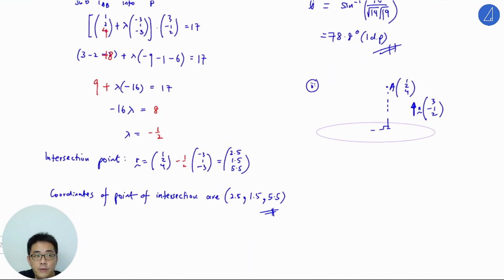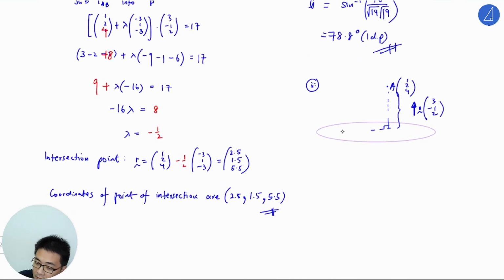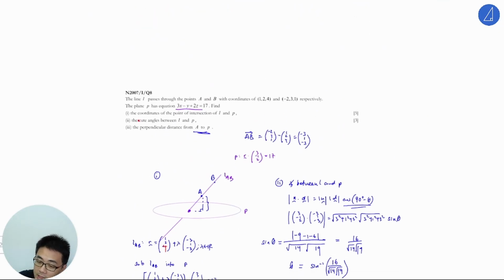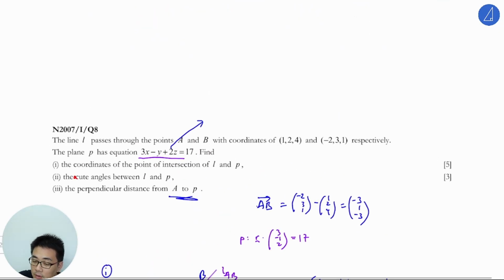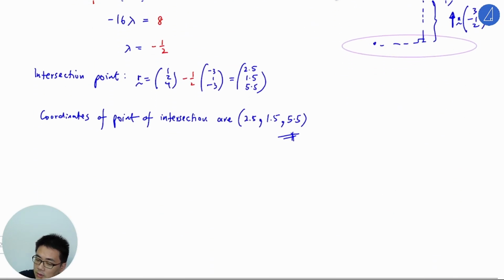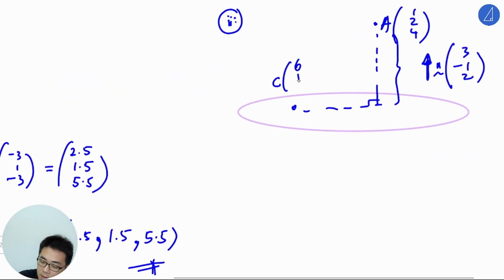So if I want to find the shortest distance here, I need any point on the plane. So I'm just going to guess a point on the plane. What point can I have? I can have any combination of x, y, z that will give you 17. Okay? So I can have 6. 3 times 6 is 18. 18, right? Minus 1 plus 2 times 0. This will give me 17. So meaning x equals 6, y equals 1, z equals 0. So (6, 1, 0). I can use (6, 1, 0) here.